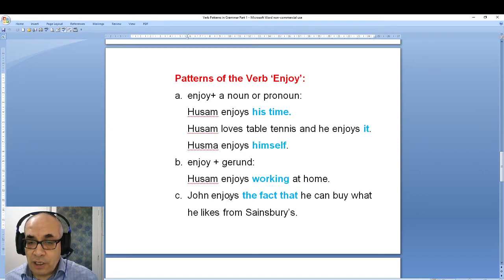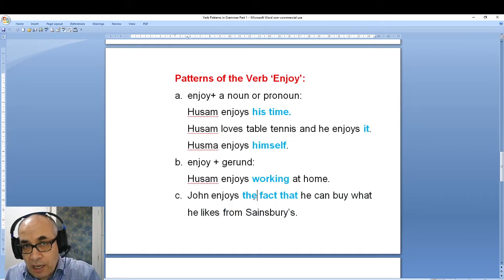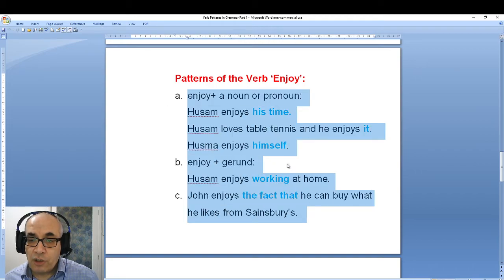John enjoys the fact that he can buy what he likes from Sainsbury's. Again, after enjoy, we can use the fact that. Of course, the is the definite article, fact is a noun, and that is what? A conjunction. So here we use a noun after enjoy. But I also use a sentence after enjoy. So I use enjoy, I use a noun, and then I use a sentence after enjoy. So we have got, as you can see, 3 verb patterns for the verb enjoy.